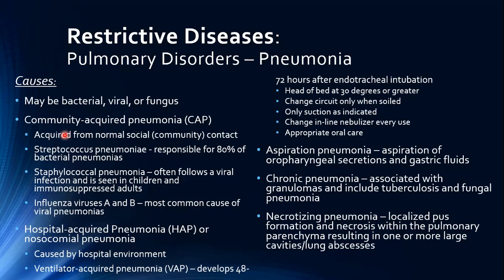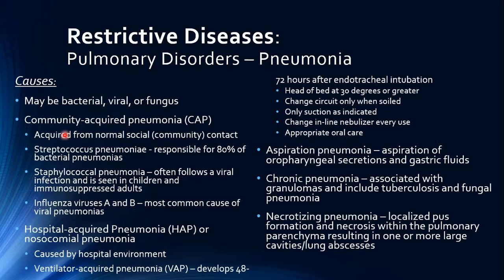Aspiration pneumonia, of course, is when you aspirate gastric fluid. Chronic pneumonia is associated with granulomas and tuberculosis and fungal pneumonia. So that's somebody who always gets pneumonia. They just always keep getting it. That's chronic pneumonia. All right, necrotizing pneumonia is localized pus formation and necrosis within the pulmonary parenchyma.